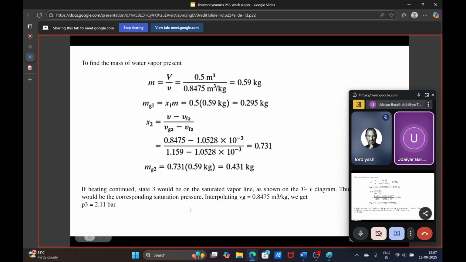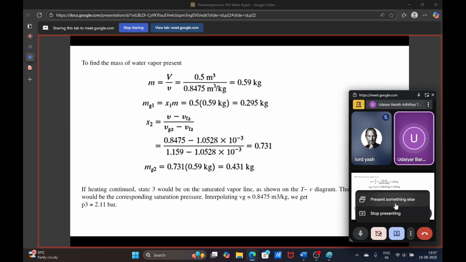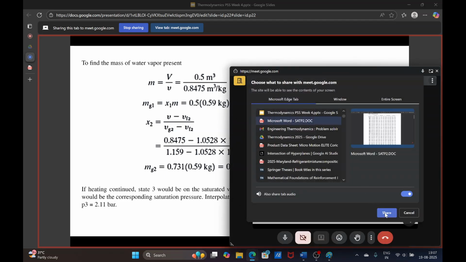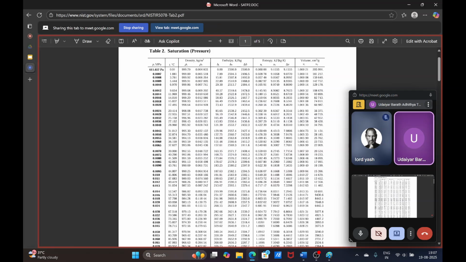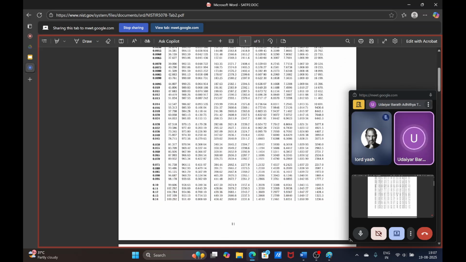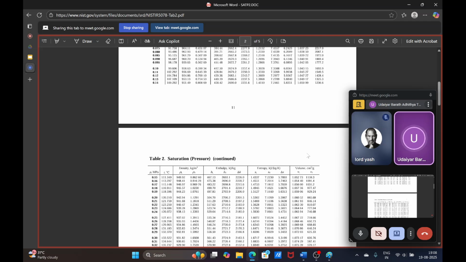By heating it more to state 3, we want it to be fully saturated vapor. In that case, your specific volume will still remain the same, 0.8475, which was the initial V1, because it is a constant volume process. So again going back to the chart, we need to find the pressure where the saturated vapor specific volume is 0.8475.